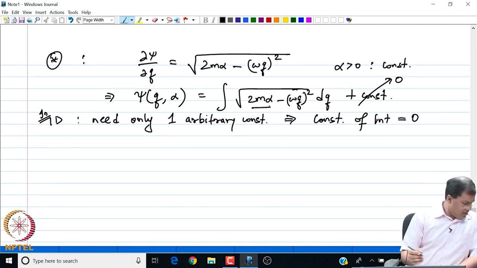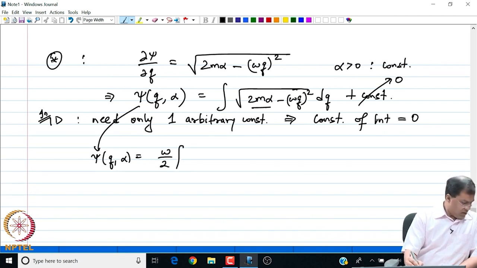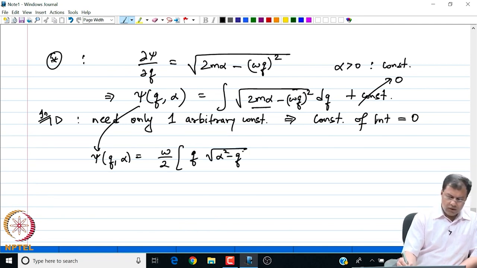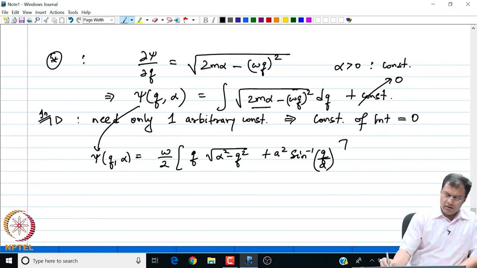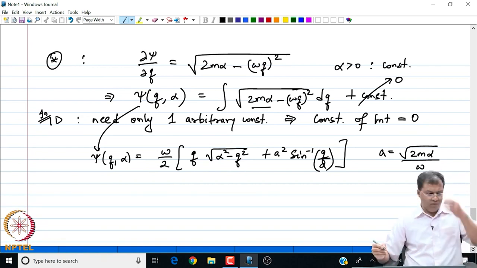Okay. So I am going to directly write down the solution to this integral equation. We see that psi of q comma alpha is omega by 2 times q square root of a square minus q square plus a square sine inverse q by a, right, where my a is 2m alpha divided by omega. So my a is the following, right.